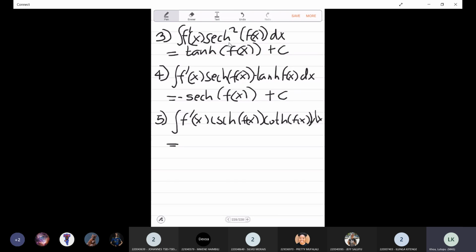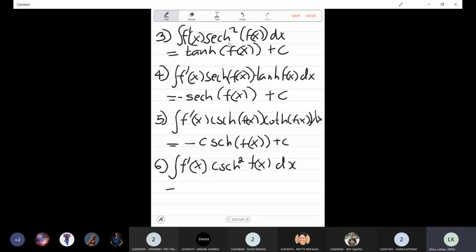Okay, so here we know the derivative of cosech would involve cosech coth, but here it must be negative cosech of f(x) plus c. Then the integral of f prime of x cosech squared of f(x) dx is negative coth of f(x) plus c.